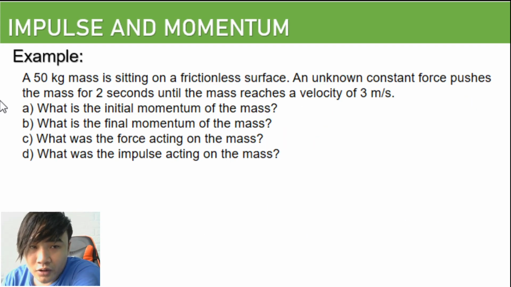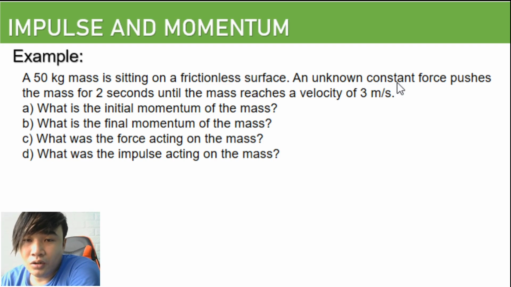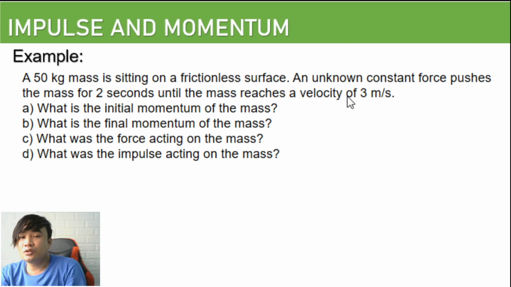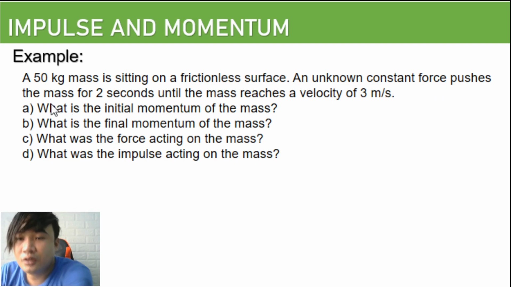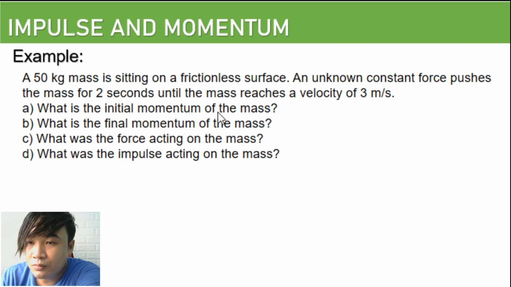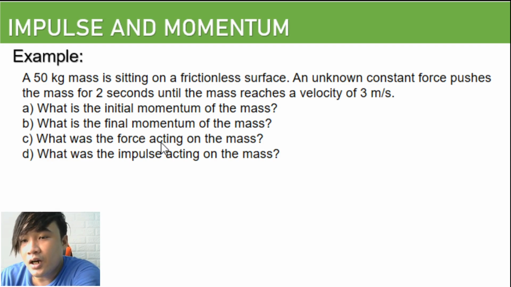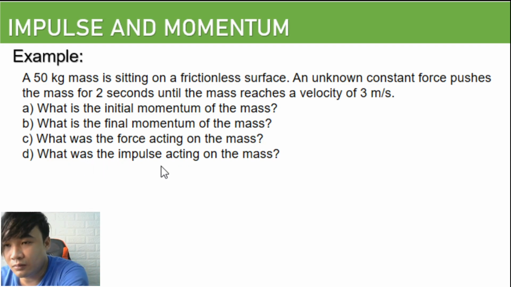So another example, meron tayo dito 50 kg mass is sitting on a frictionless surface. And an unknown constant force pushes the mass for 2 seconds until the mass reaches a velocity of 3 meter per second. So letter A, what is the initial momentum of the mass? Then what is the final momentum of the mass? And letter C, what is the force acting on the mass? Then letter D, what was the impulse acting on the mass? Ganito.